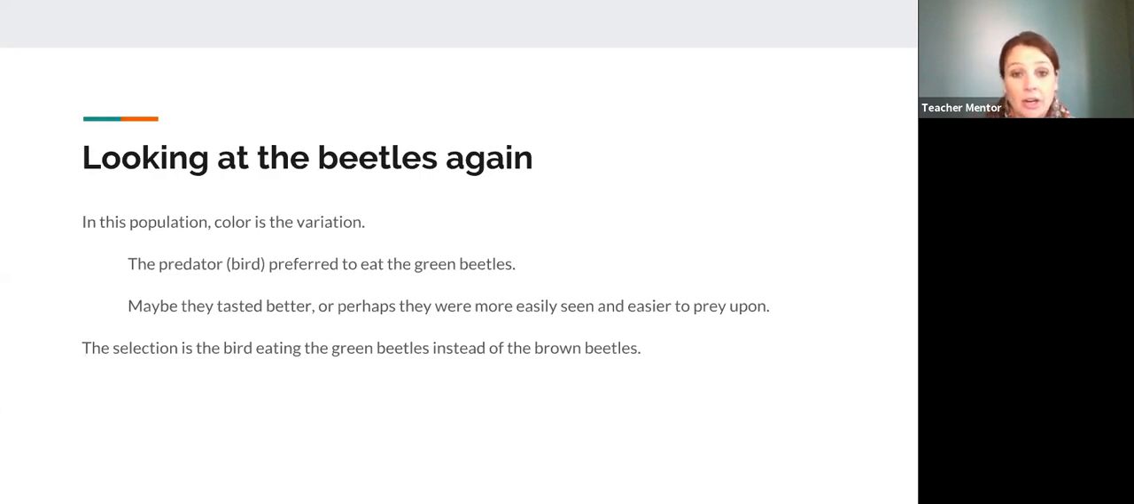Maybe they are easier to see and easier to prey upon. But the selection is going to be the birds eating the green beetles instead of the brown. So the variation is the color, the two different colors, and the selection is the birds eating the green, causing the brown beetles to survive and reproduce.